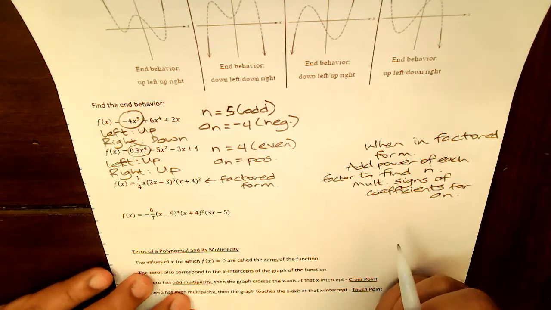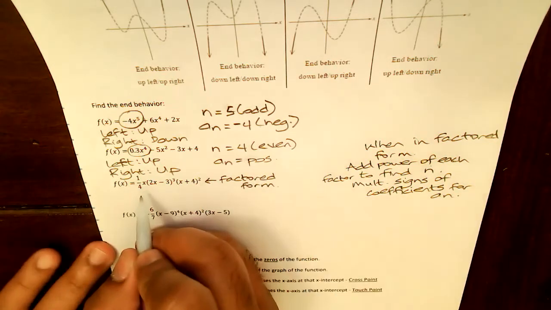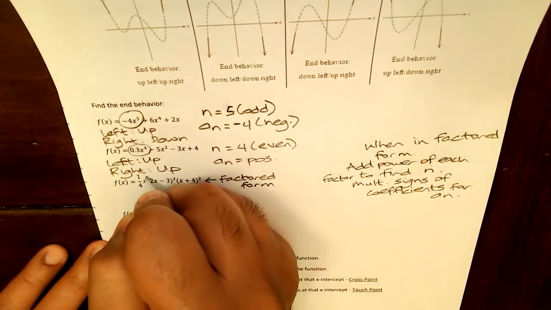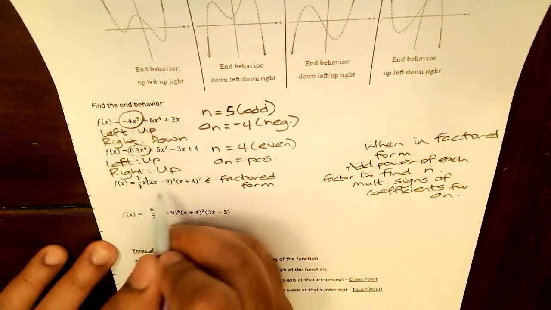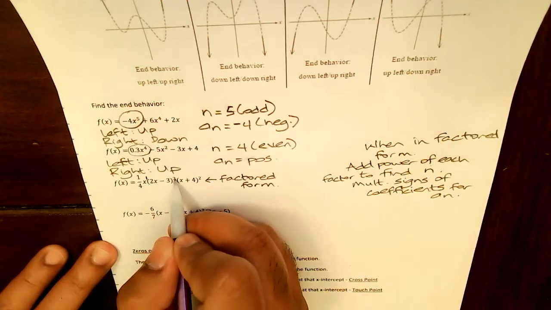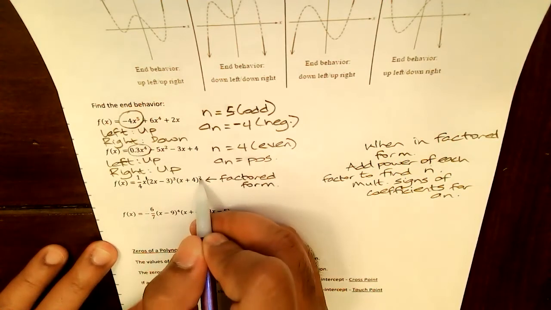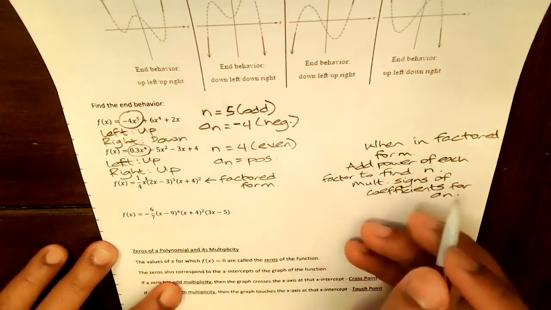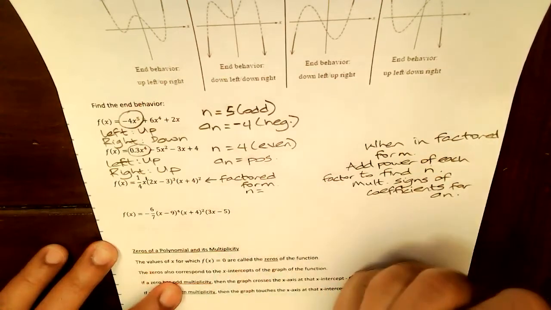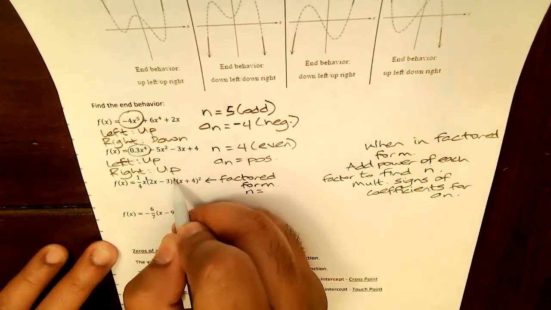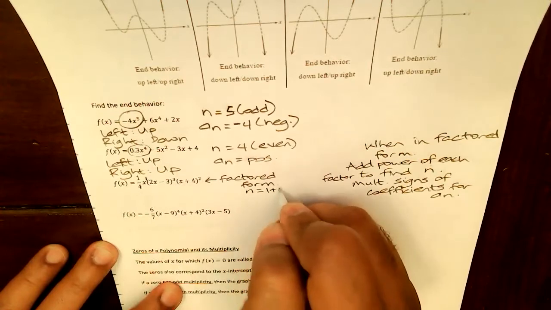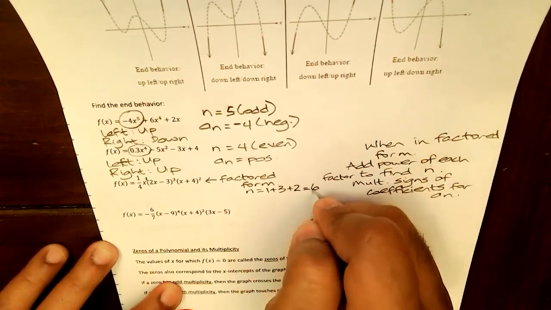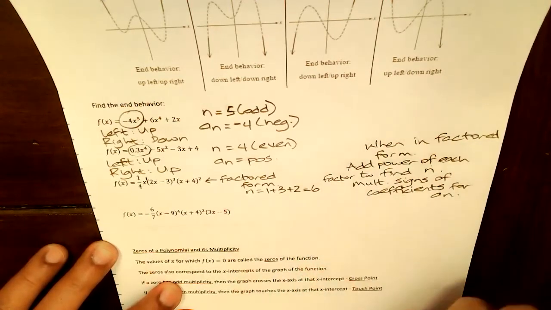Okay, let me explain what I mean by this. First of all, let's look at all the factors. I have 1/4 x. This x here is the same thing as x power 1. And then I have 2x minus 3 power 3, and then x plus 4 power 2. We're going to add the powers of each factor. So here, to find n, we're going to take 1 plus 3 plus 2. That's going to give me 6, which is an even number.